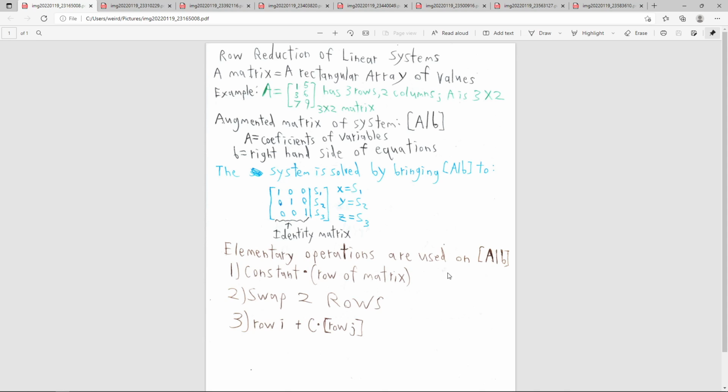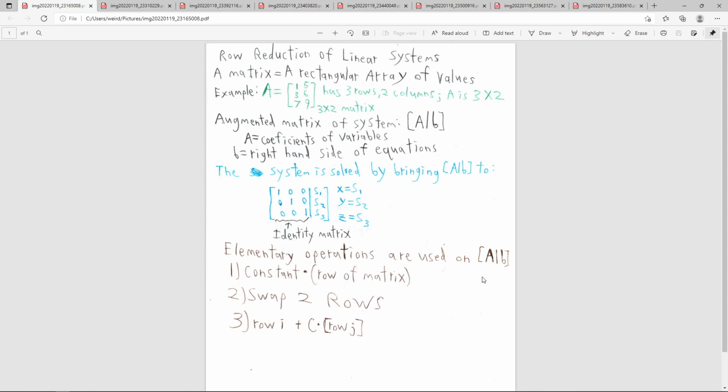And you have elementary operations that are used on [A | B]. You have a constant times a row of the matrix, constant times one row of a matrix. Very similar to a constant times an equation.